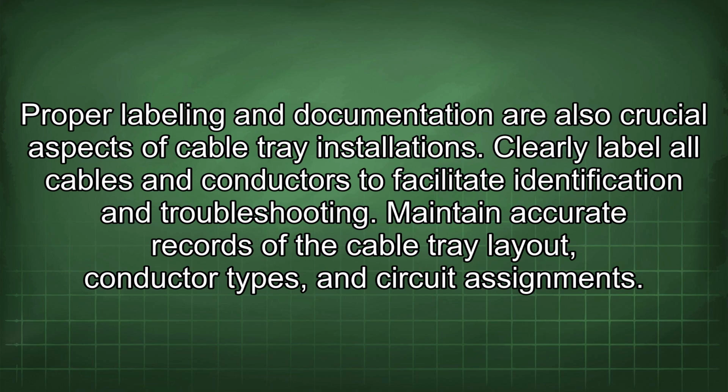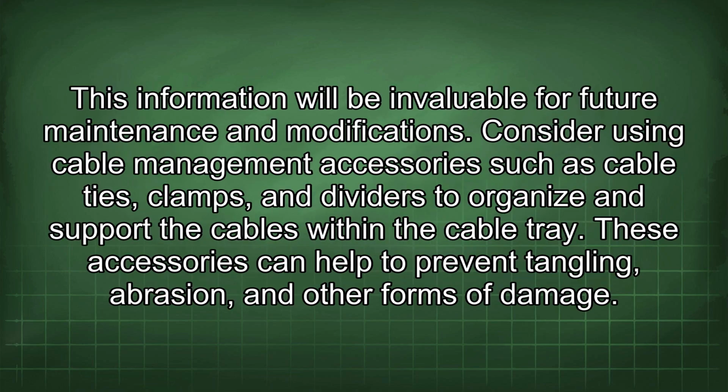Proper labeling and documentation are also crucial aspects of cable tray installations. Clearly label all cables and conductors to facilitate identification and troubleshooting. Maintain accurate records of the cable tray layout, conductor types, and circuit assignments. This information will be invaluable for future maintenance and modifications.